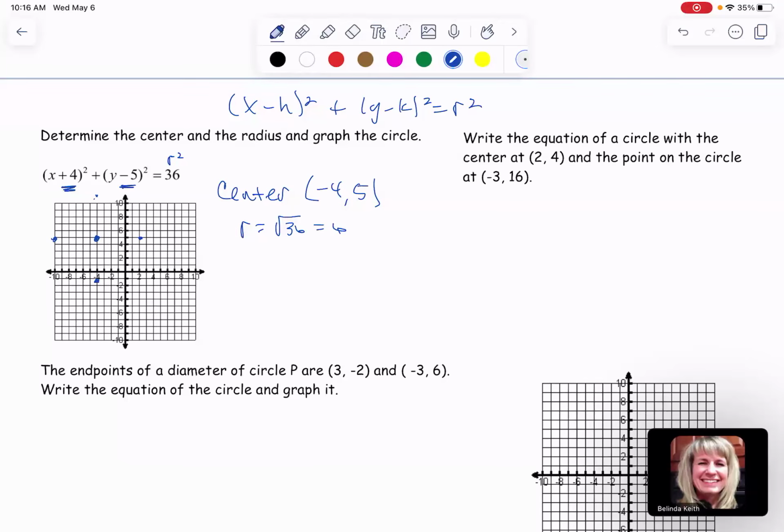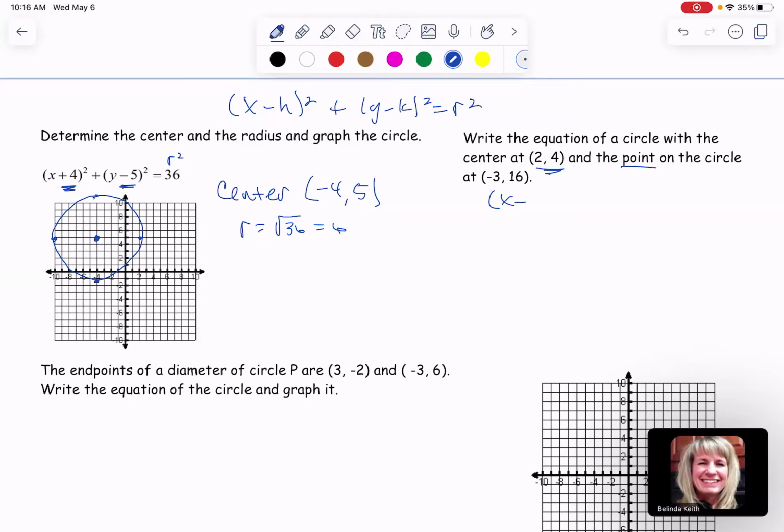All right, now I'm going to try to connect the dots as best I can. So that's the circle with the center at -4, 5, and a radius of 6. All right, on the next example, they gave us the center and they gave us a point on the circle. So again, I'm going to write it in that form.